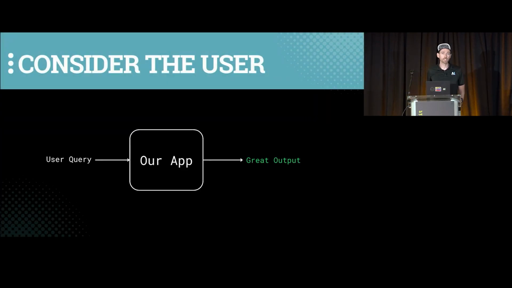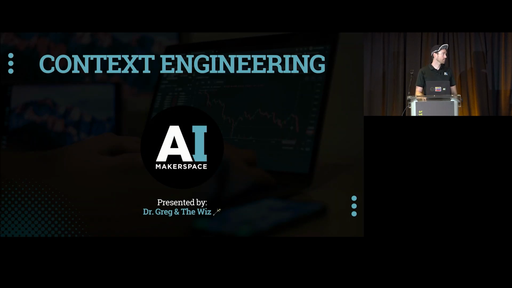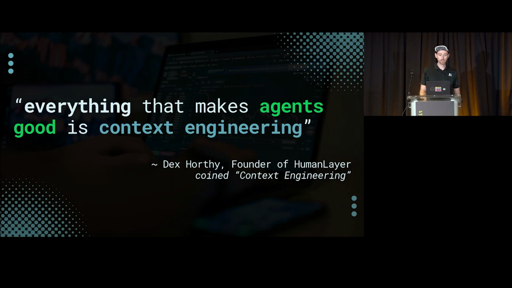So we need to think deeply about how our users are going to actually get the great output they want from our apps. And we need to think about our role in getting from bad to good to great. And this is where we have to return to this idea of context engineering, okay? Remember, everything that makes agents good is context engineering. So there's some emerging stuff happening that I want to tell you guys about.